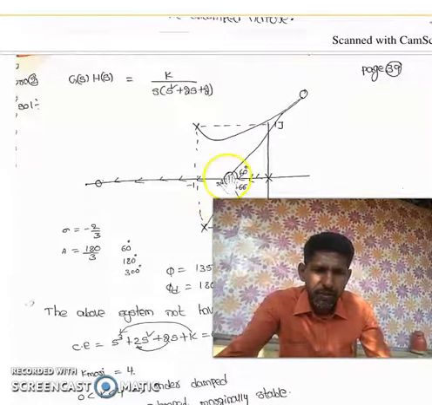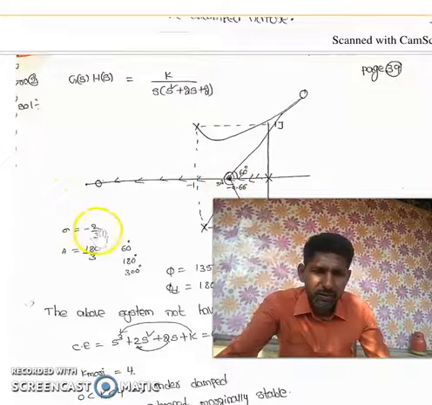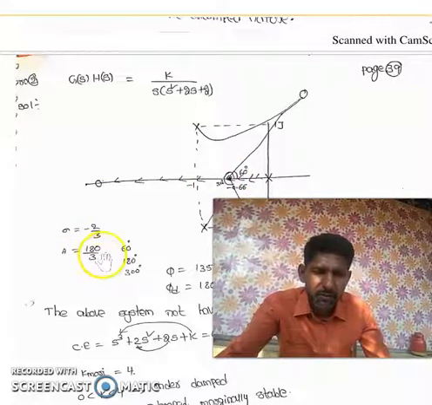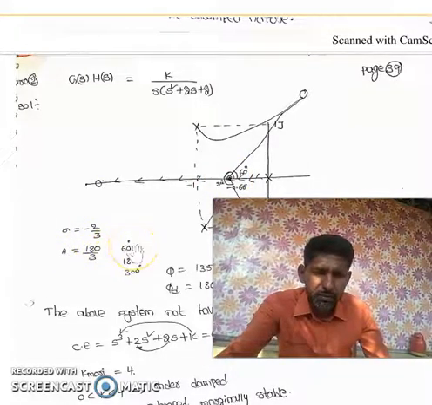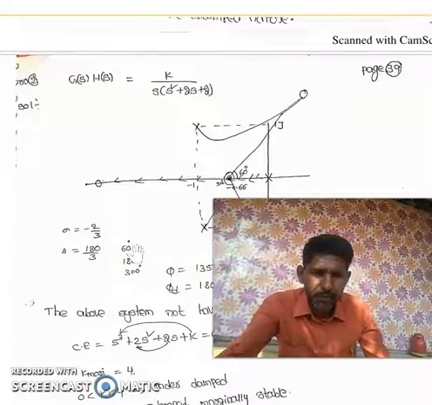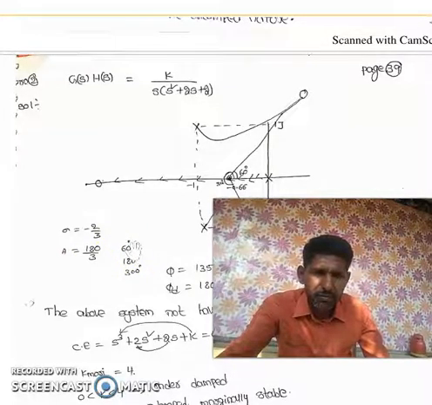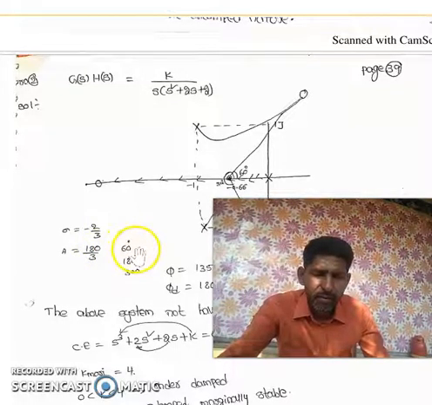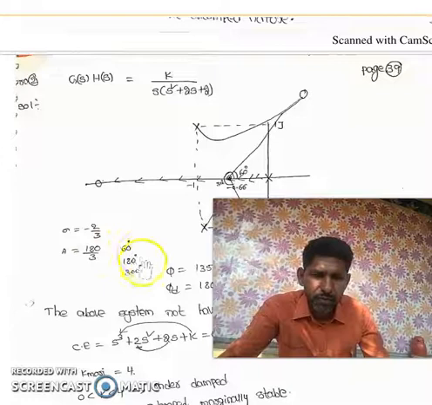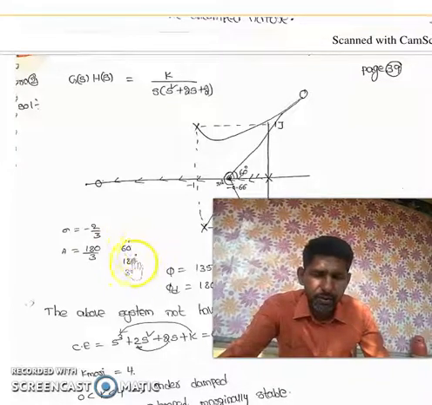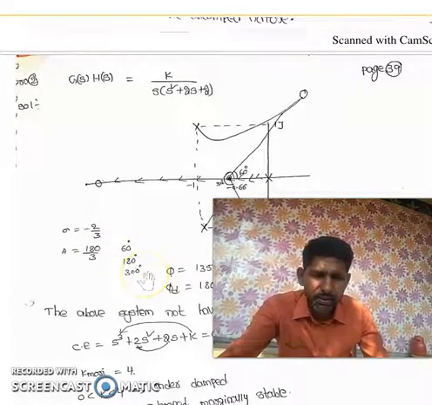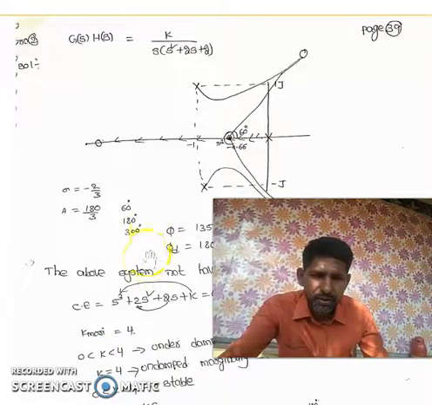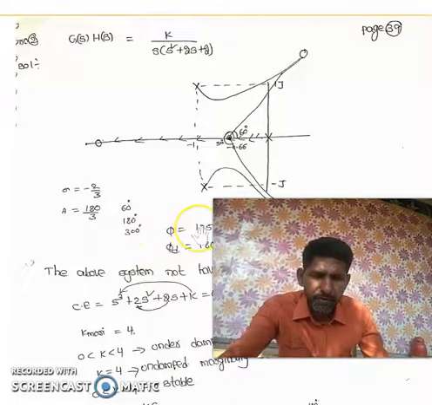Now the centroid is -2 by 3. The angle of asymptotes is (2q plus 1) divided by (number of poles minus number of zeros) into 180 degrees. Substituting different values of q, we get 60 degrees, 180 degrees, 300 degrees as the angles of asymptotes.